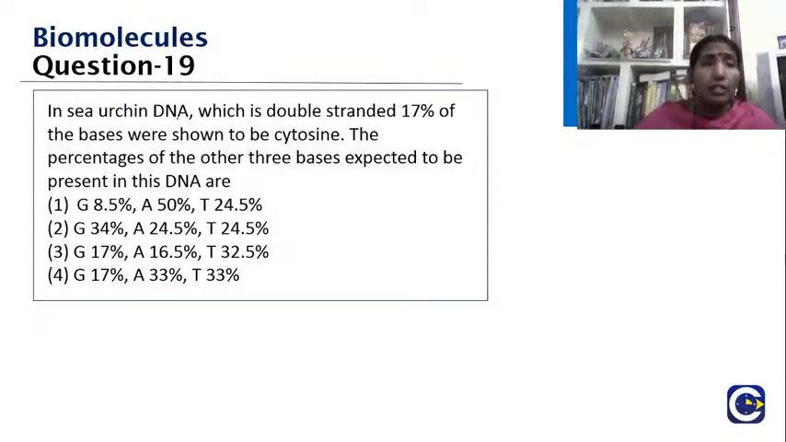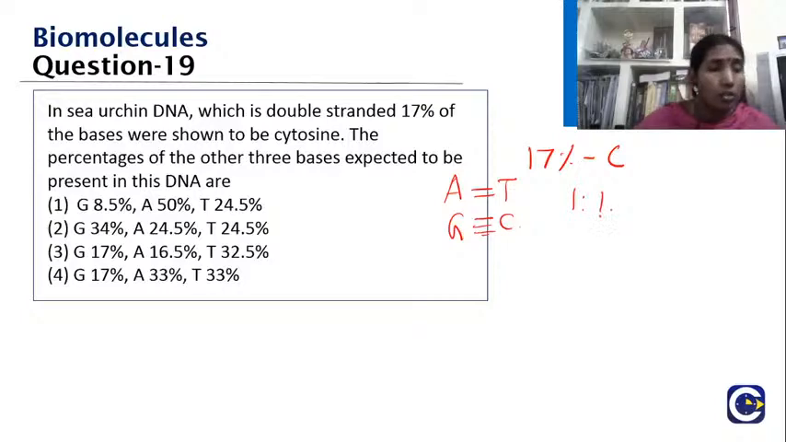In sea urchin DNA, which is double stranded, 17% of the bases were shown to be cytosine. So they are saying that 17% is cytosine. The percentage of the other 3 bases expected to be present in the DNA are what? They have given only the cytosine, and you have to find out how the others will be distributed. So again we have to apply Chargaff's rule. So A is pairing with T and G is pairing with C. Now how much is this? The 17%, right? So here we have to know that they are expressed in a ratio of 1:1.